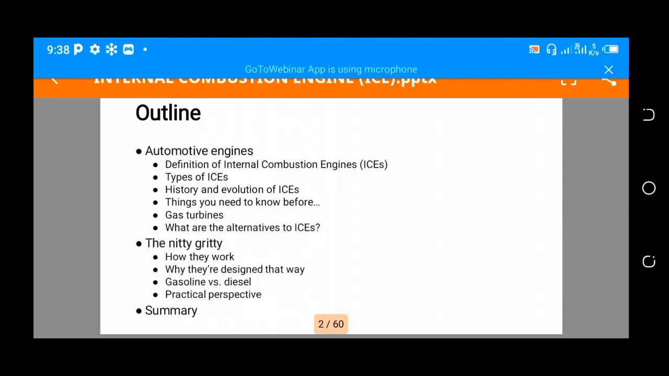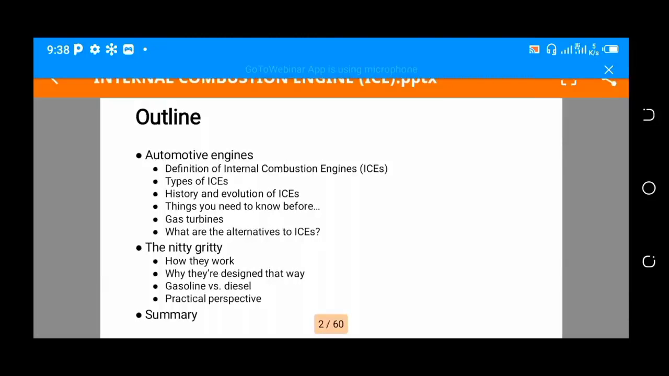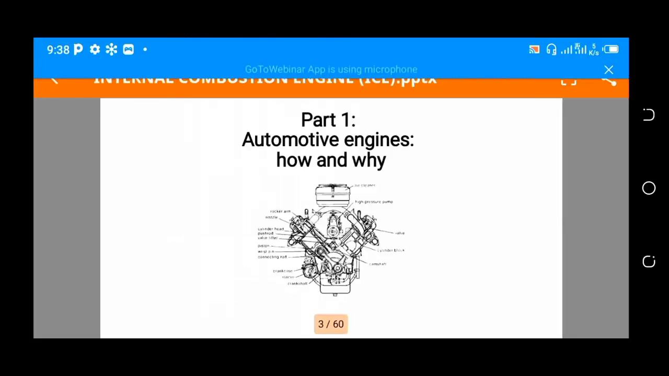When we have those things in mind, then we know exactly the concept. On the slide, you have a picture of the automotive engine, how it looks and how it works. You have all the parts there: the cylinders, the crankshaft, the compressors. All engines run on the same concept, but they come in different forms, either two-stroke or four-stroke, depending on the design.